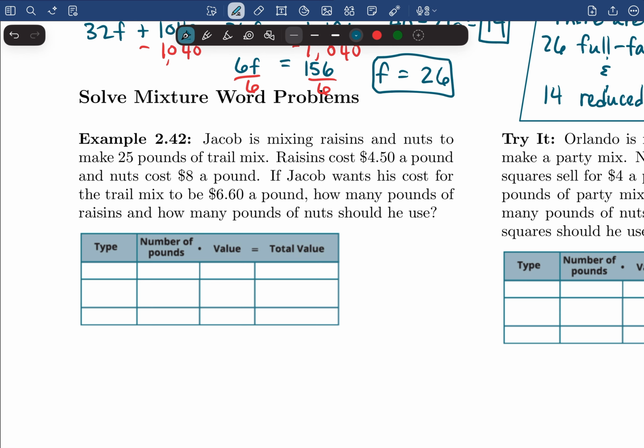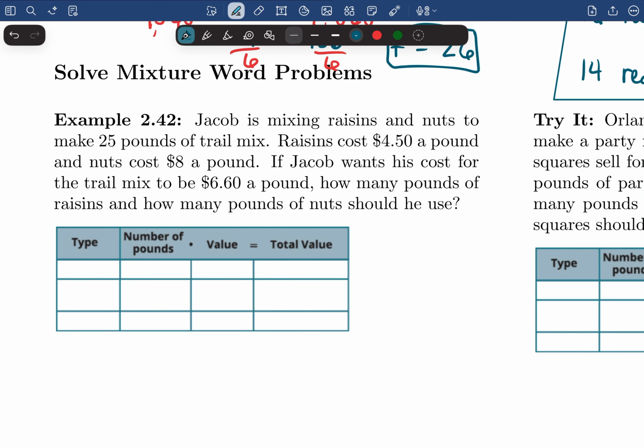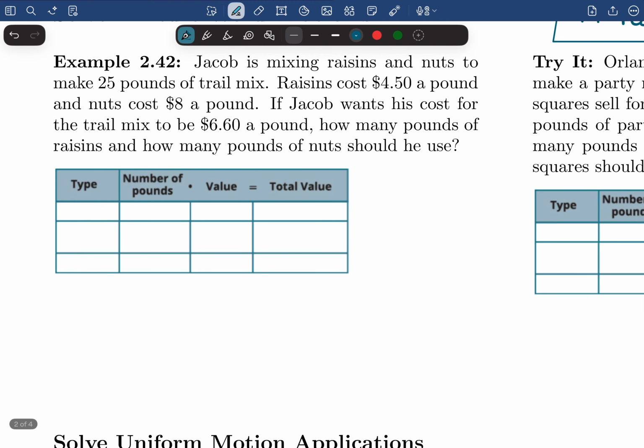To find a mixture, we would take the number of pounds of something and multiply by its value to know its total value. It's incredibly similar. As we start doing this, it'll make sense. So Jacob is mixing raisins and nuts to make 25 pounds of trail mix. Raisins cost $4.50 a pound, and nuts cost $8 a pound. If Jacob wants his cost for the trail mix to be $6.60 a pound, how many pounds of raisins and how many pounds of nuts should he use?